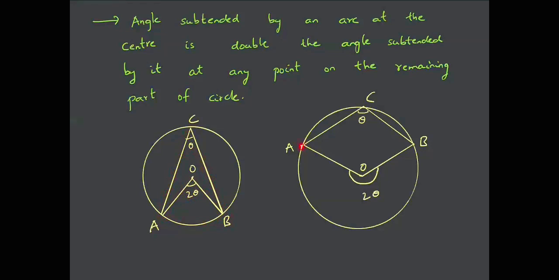So here this is a major arc AB. So this subtends theta on the circumference. So this will subtend 2 theta at the center. Okay.